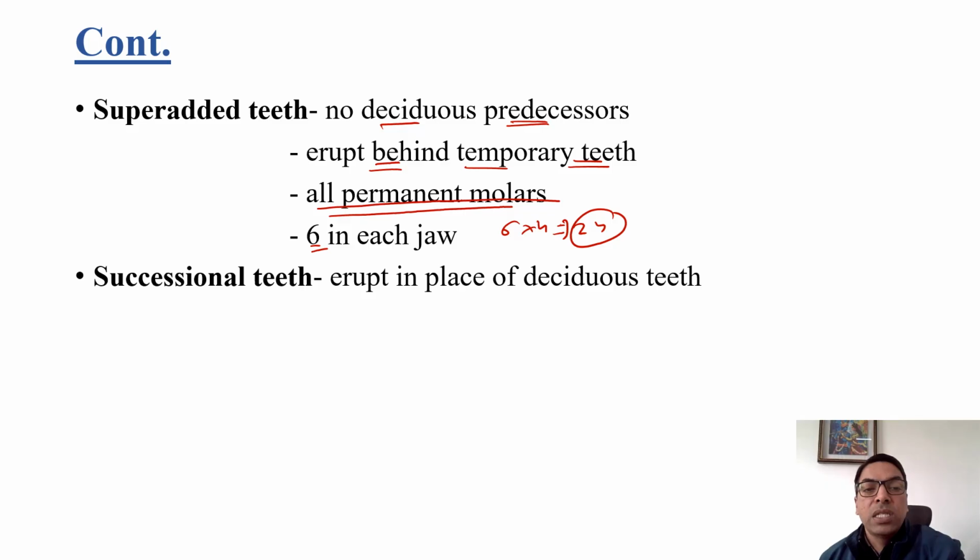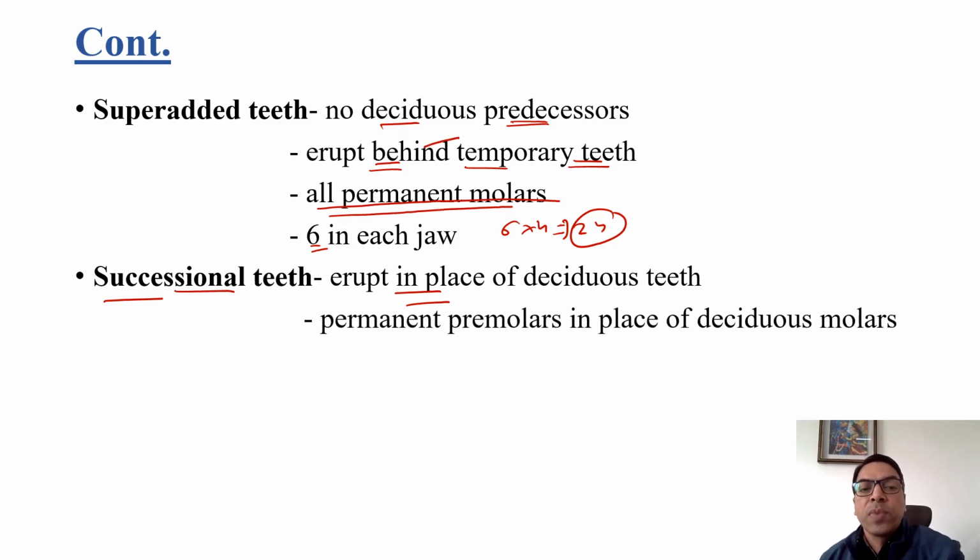And another term is successional teeth. That means they erupt in place of. Here they are behind, and here it is in place of deciduous teeth. Permanent premolars, which were absent in the deciduous teeth, appear in place of deciduous molars. So permanent premolars are successional teeth, and they are 10 in each jaw.